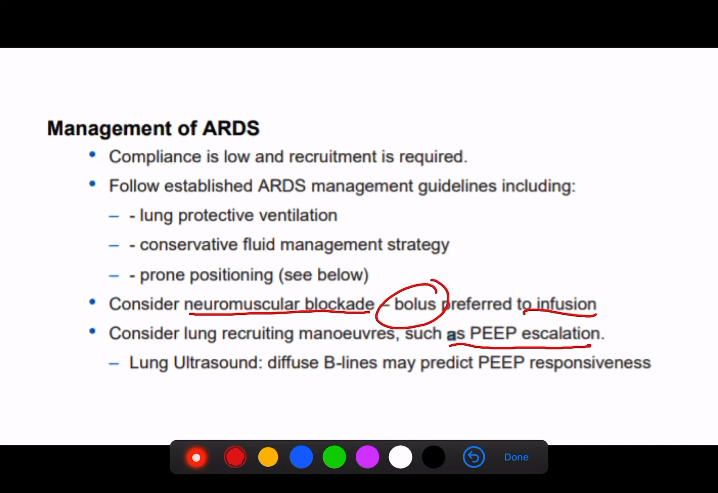Lung ultrasound is making its name at the moment, and there is some suggestion that if there are lots of B lines, you may need to give them slightly higher PEEPs. They may be PEEP responsive. To be honest, I find that most patients do require a bit of recruitment, even if they look like they don't on ultrasound or on CT or on chest x-ray.